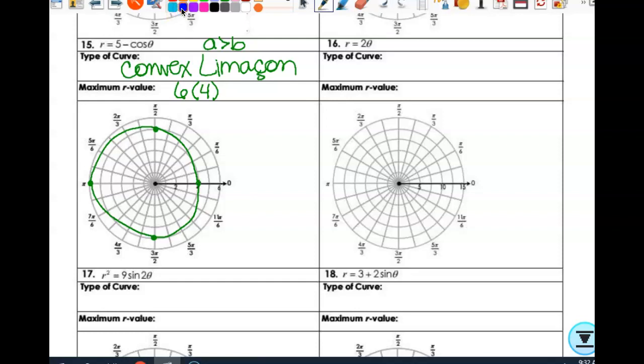All right, what is number 16? It's a spiral. There's no sine or cosine in it, right? So this is the spiral of Archimedes. And that's all. I just wanted you to identify it. We're not going to worry about graphing them and stuff. That's not an important part of what we're doing.